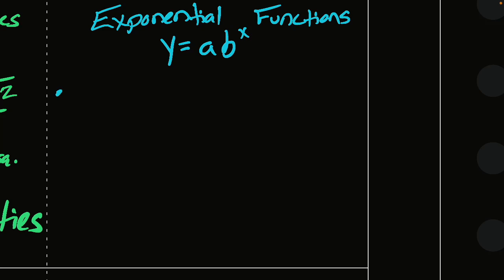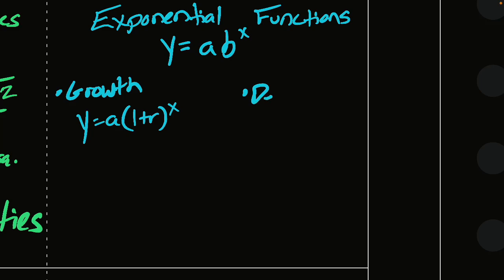One version would be exponential growth, where Y equals A, instead of B, we have 1 plus R to the X. Because remember, growth, it's got to be greater than 1. If we multiply by something smaller than 1, it's not going to work out. It's actually, if we multiply by something smaller than 1, it's going to be decay.